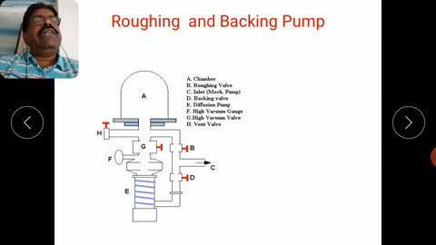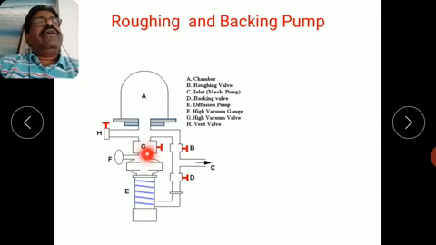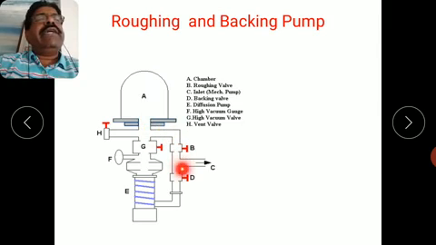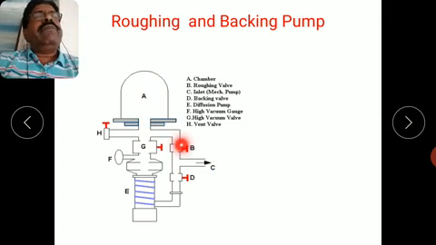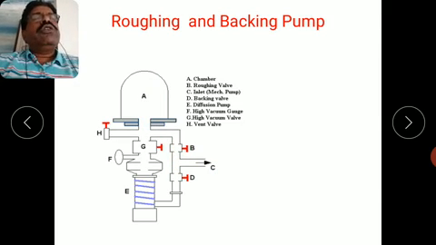So what is done initially? G is closed. G means what? It is a high vacuum valve. This valve is closed. That means your chamber will be connected to the mechanical pump, for example the rotary vane pump, which is connected over here. At that time the roughing valve B must be open. Initially the pumping will start because of this mechanical pump, and this chamber will be evacuated to a certain lower level of vacuum, maybe 10 to the power -1 or -2 torr. Once that level is achieved, you can close B, and now you can start your high vacuum pump.